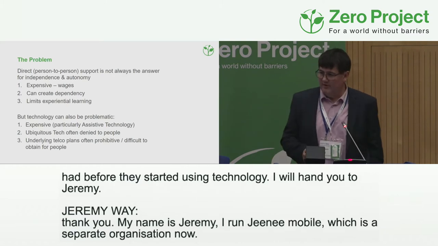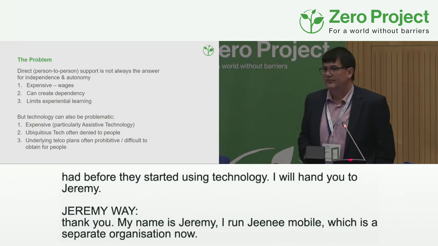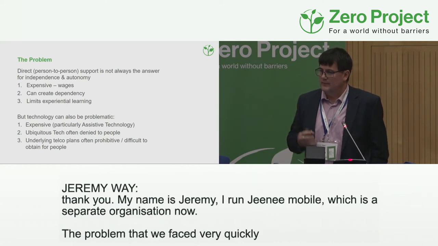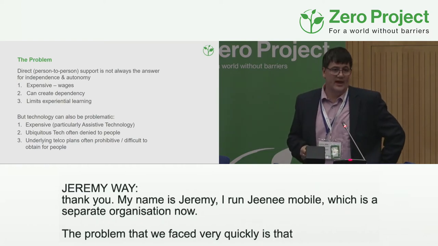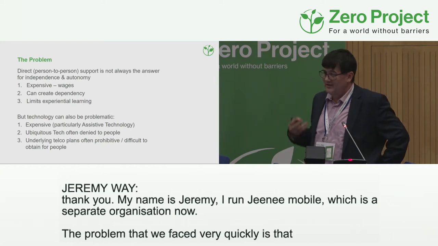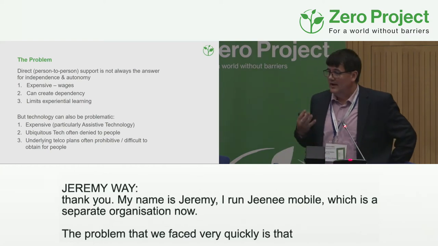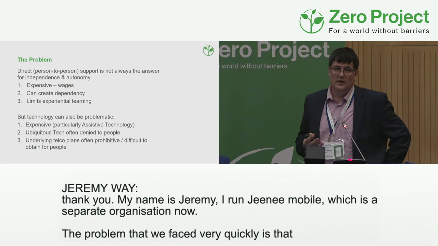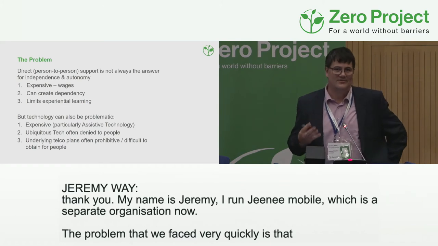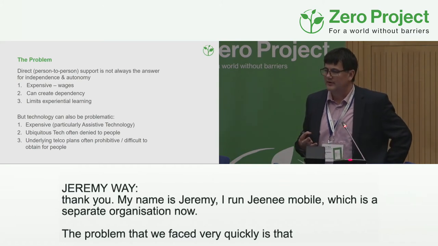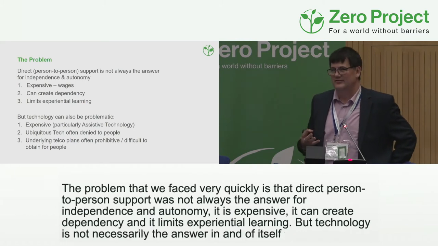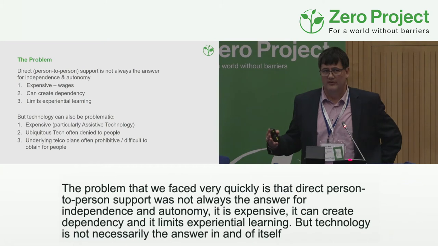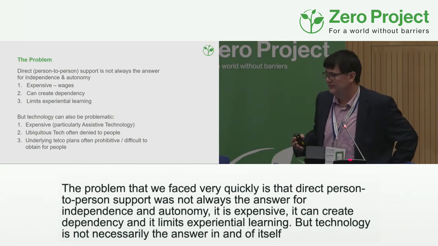So the problem that we faced very quickly is that, as Robin has said, direct person-to-person support was not always the answer for independence and autonomy. It's expensive, it can create dependency, and it limits experiential learning. But technology is not necessarily the answer in and of itself, because it can be expensive, particularly when it is assistive technology. I have no idea why assistive technology costs the way it does. It's one of the reasons why we started the business that we do.